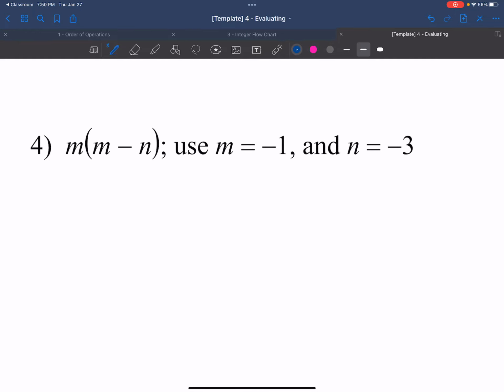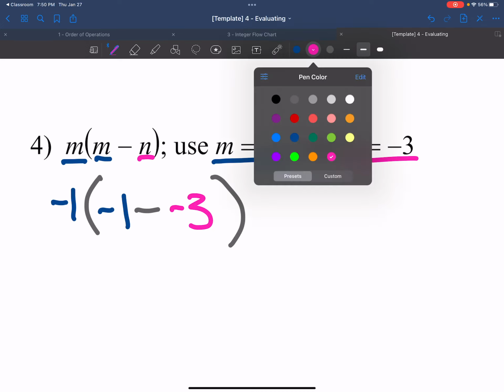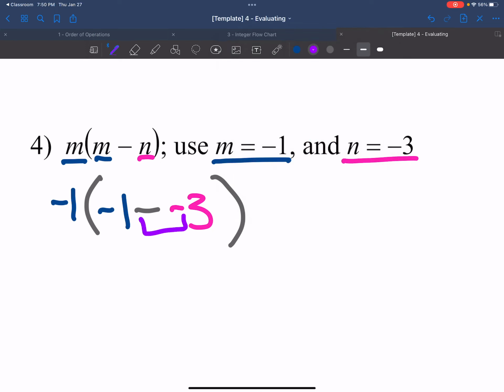So number 4, we're going to have m equal -1, n is going to equal negative 3. So we'll start replacing. This first m is a negative 1, parentheses. The second m is a negative 1. After that, it's a minus sign, and then we replace the n with a negative 3. So once again, we're going to put together the two negatives next to each other, make a positive. We didn't mess with anything else.